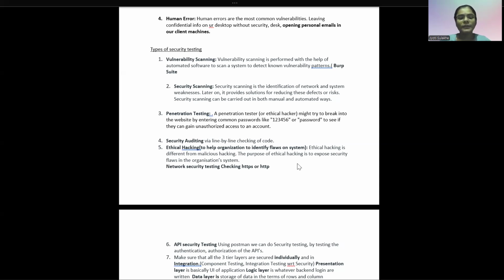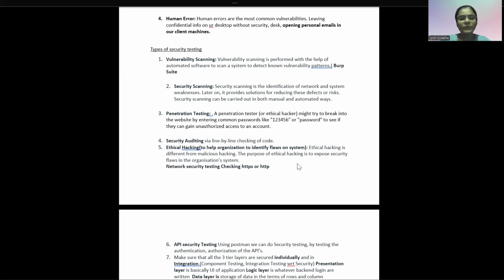The next type is penetration testing. Penetration testers, also called ethical hackers, might try to break into the website by entering a common password and check whether that common password gives access to unauthorized users. If unauthorized users are able to access the data, it means we need to check the application and fix that security.